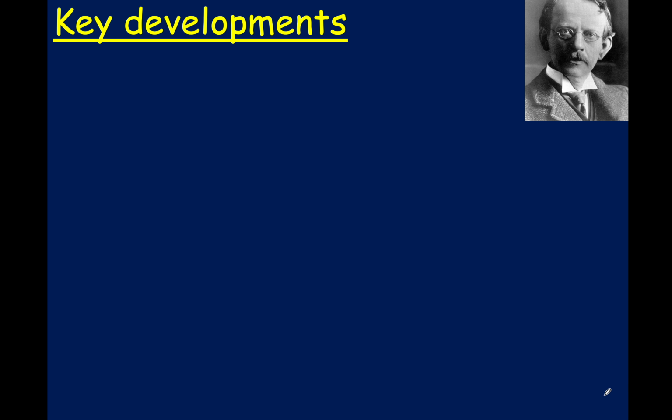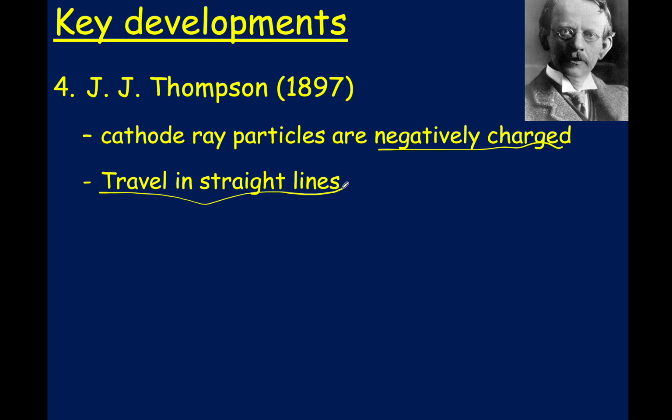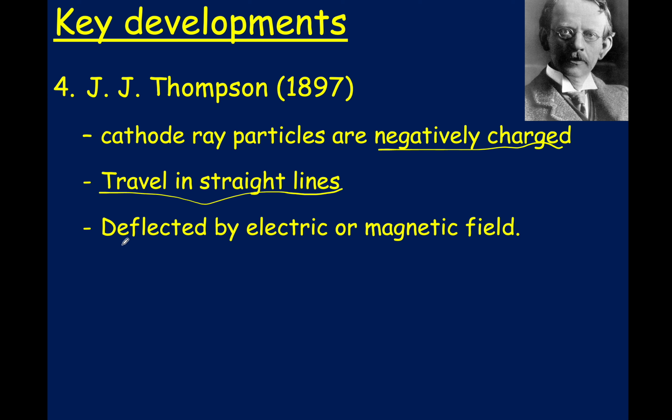Alrighty, so this is J.J. Thomson. He has a lot of claims to fame. The first thing he did was he worked out that the cathode ray particles that Crookes found are negatively charged. We know them to be electrons. He knows that they travel in straight lines because we get the shadows or we get the paddle wheel moving, and he found out that they are deflected by an electric or magnetic field. These are their properties, and you need to be able to write them.